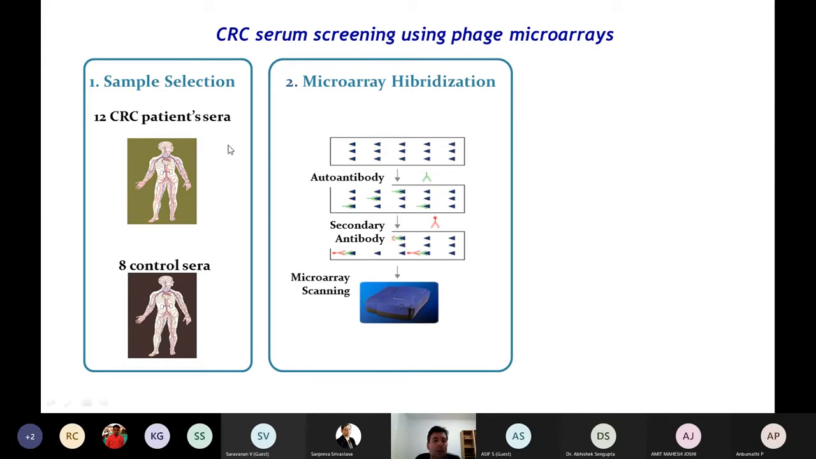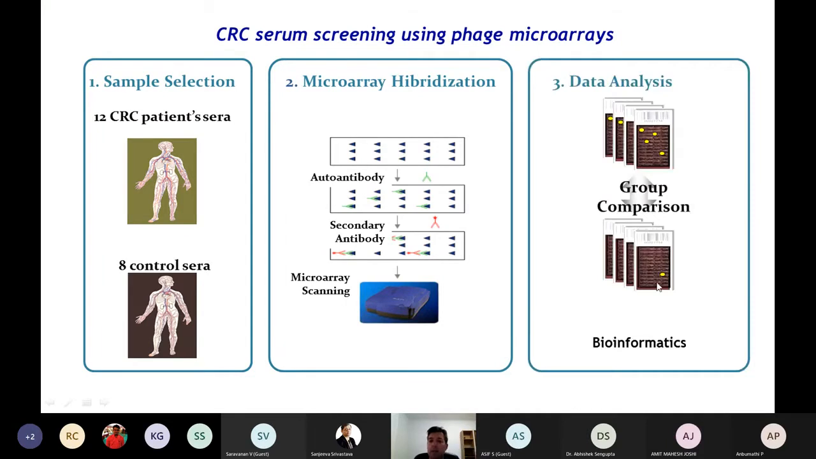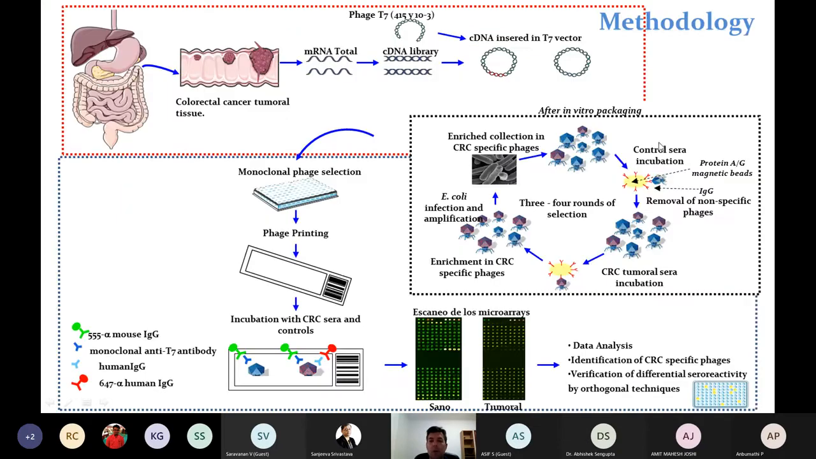How do we work for serum screening with phage microarrays? As with protein microarrays, we have two different cohorts of patients, controls and, in this case, colorectal cancer. We incubate each array separately with each sample, and after detecting the presence of autoantibodies using a secondary anti-human IgG antibody, we can detect the autoantibodies bound to the target proteins with the microarray scanner. After analysis, comparing the control group and the cancer patient information, we identify the specific proteins targeted by autoantibodies in these diseases.